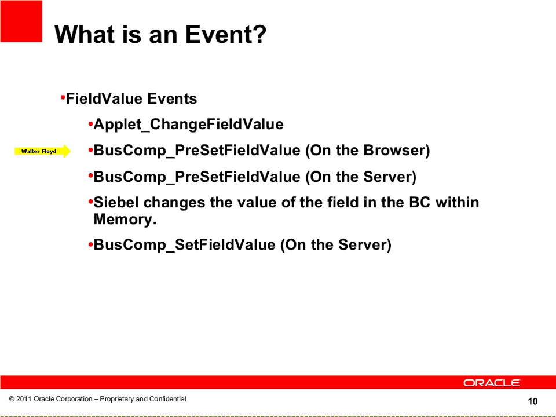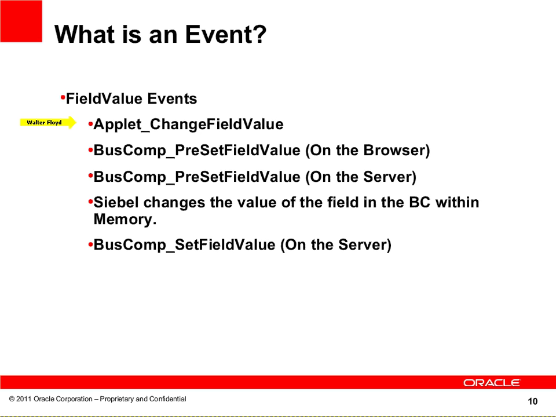Then you've got a BizComp preset field value on the browser. Again, this was on the applet level. Now, in looking at this, as you saw before, you've got applet level, then applet level at the browser, applet level at the server, and then BizComp level.